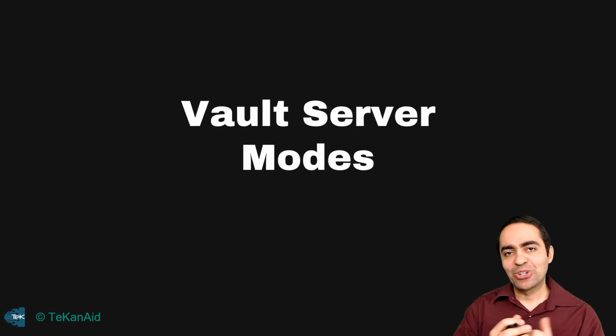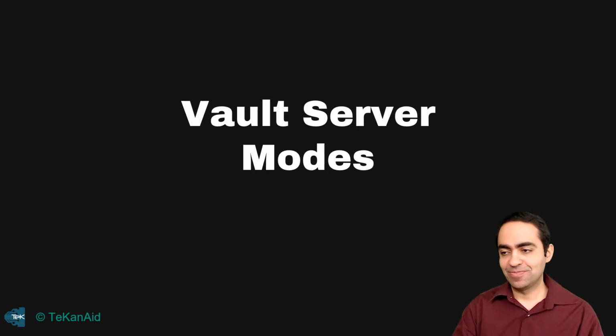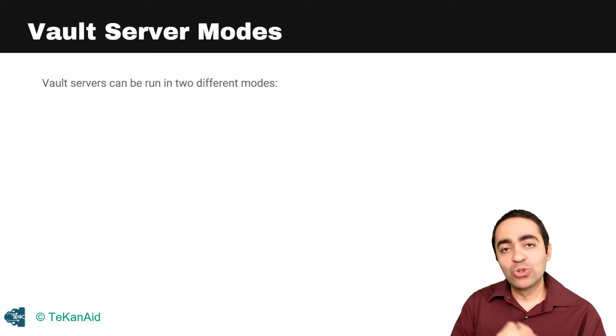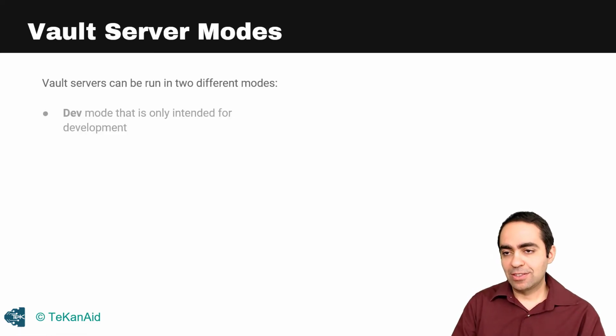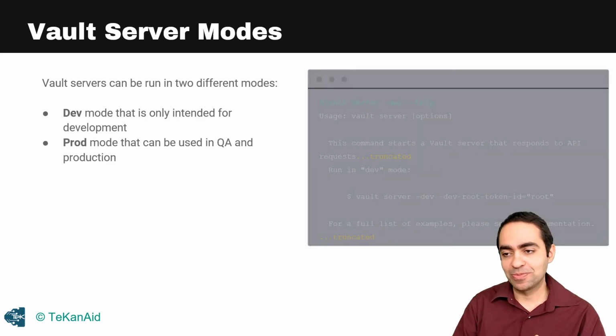In this lecture, we're going to talk about Vault server modes. So let's get started. All right, so Vault has two modes to run in. The first one is called dev mode, which is only intended for development. That's where the name comes from. Second mode, you guessed it, is prod mode. This is where you're running in QA or production.